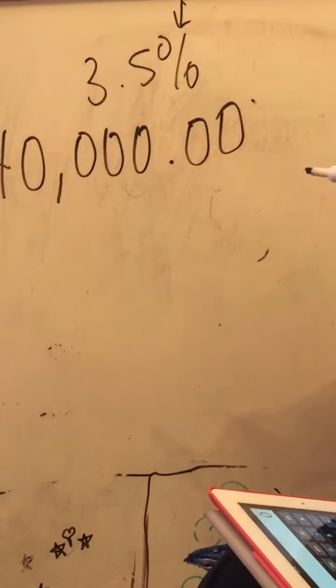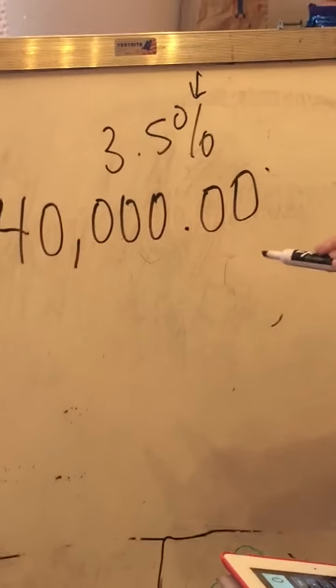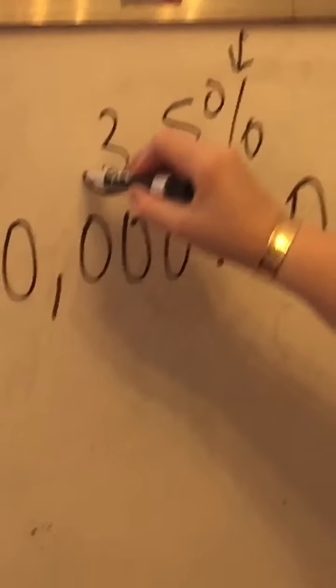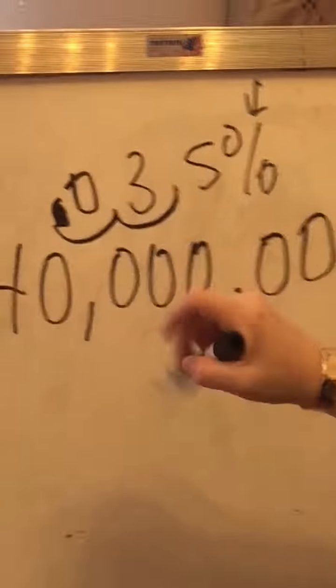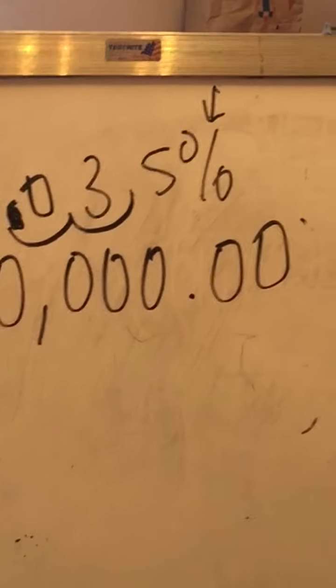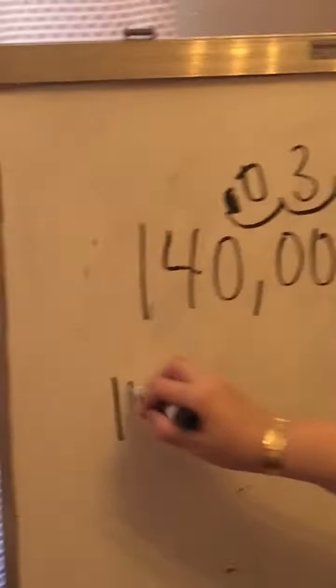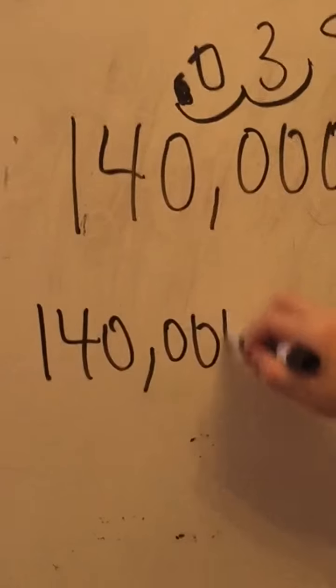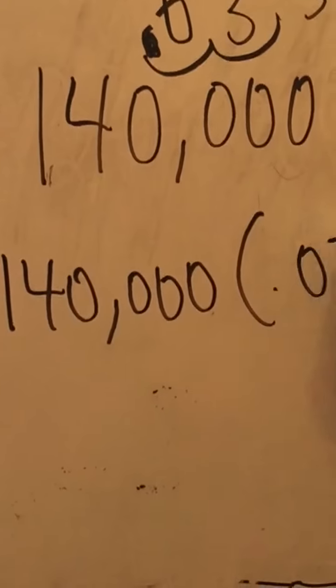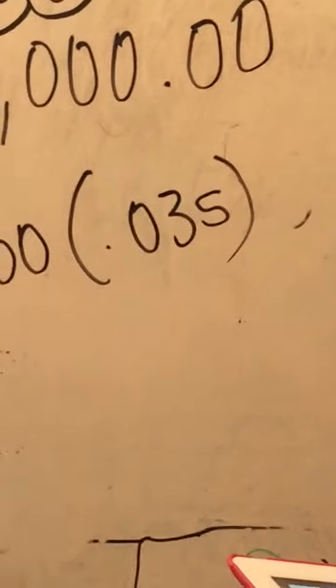So what I'd like for you to do right now is, as always, we have to take our percent. You cannot work with that as that. You have to change it to a decimal. So you're going to move it over twice, and always write it down, because I see a lot of you making mistakes because you're not moving it over twice since you're trying to do it in your head. And I want you to take 140,000 and multiply it by 0.035. And this is going to give you how much that person makes.